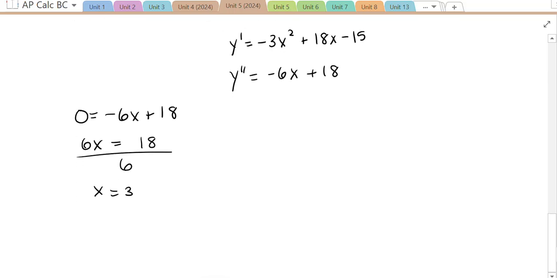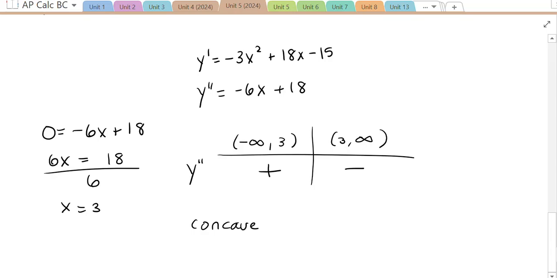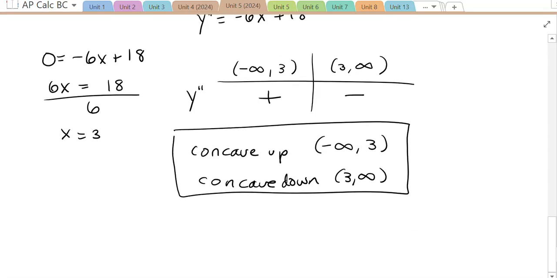X comes out as 3. So what we're saying here is negative infinity to 3 and 3 to infinity are my intervals, and my second derivative, when I have between negative infinity and 3 like 0, that comes out as a positive. And then if I have bigger than 3, that's going to be a negative. That's telling me that we are concave up from negative infinity to 3, and we are concave down from 3 to infinity. Now, because you can see that change in concavity from being concave up to concave down, that tells me that I have an inflection point.